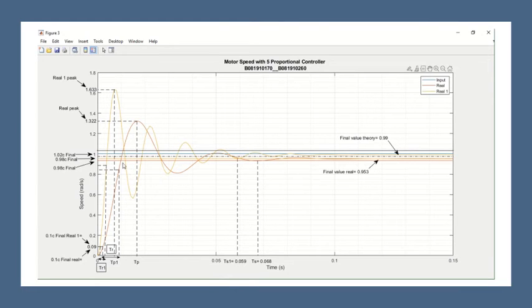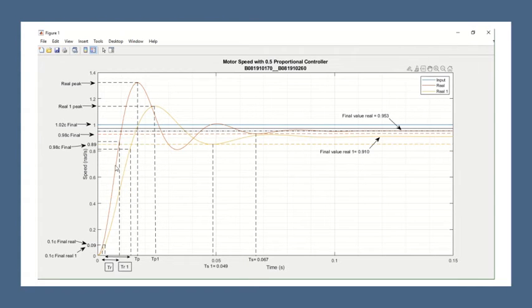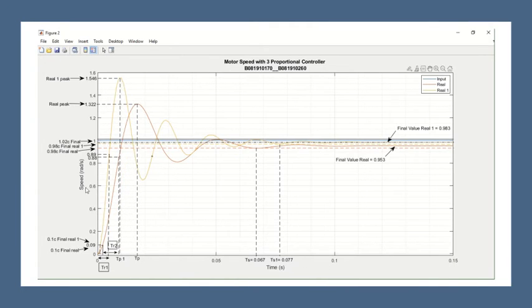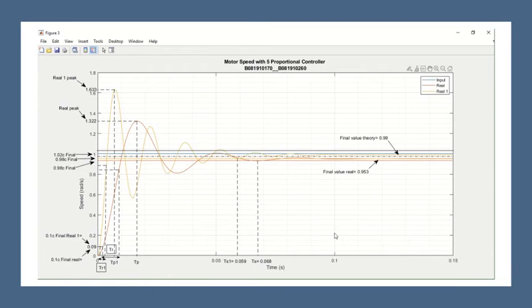So we can see from this graph, it is smoother than the other graph. So the conclusion is the higher the gain that we use, the smaller the time we get. Okay, that's all from me. Thank you.